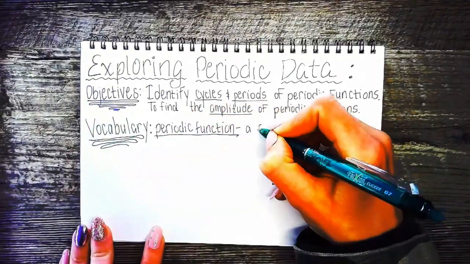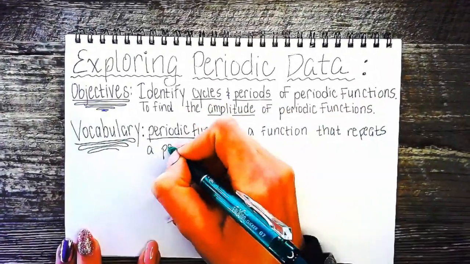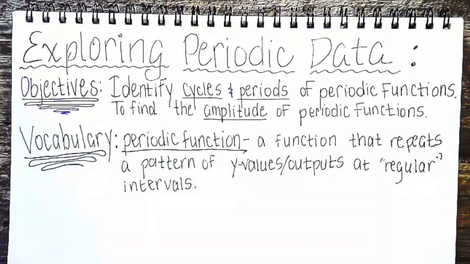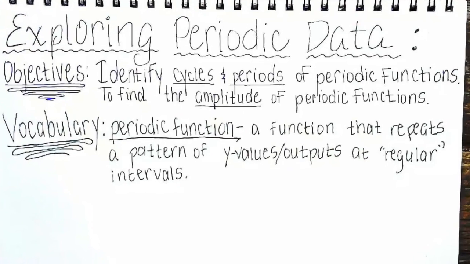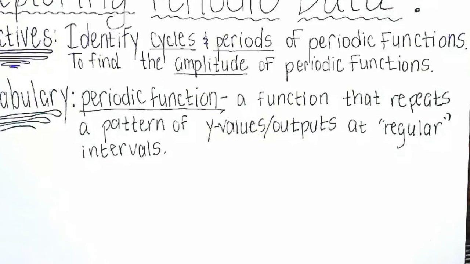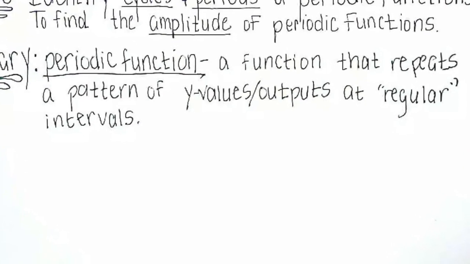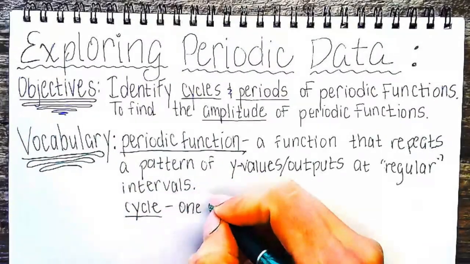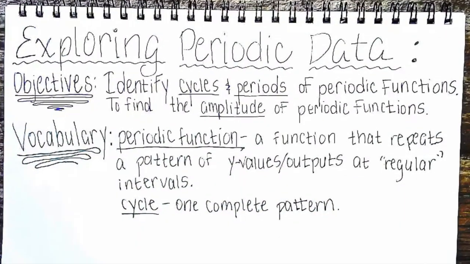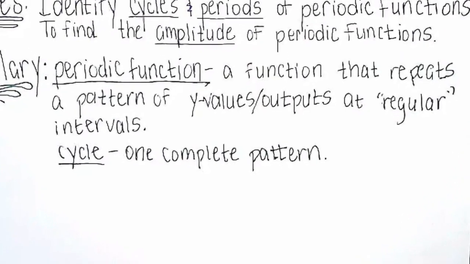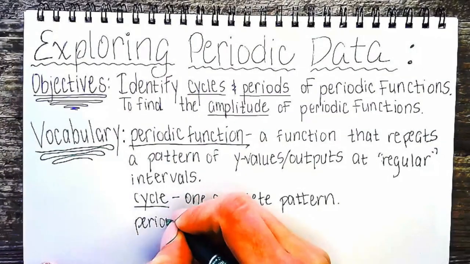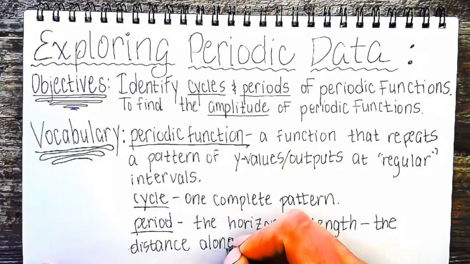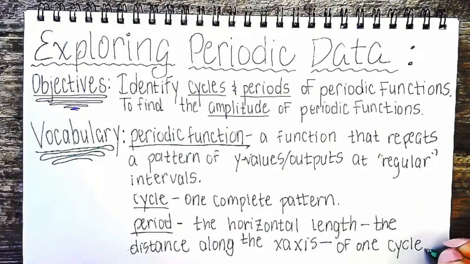Periodic function, a function that repeats a pattern of y values or outputs at regular intervals. Regular intervals just really means that there's a consistent pattern to what we're seeing. Cycle, one complete pattern. Period, the horizontal length, the distance along the x-axis, of one cycle.